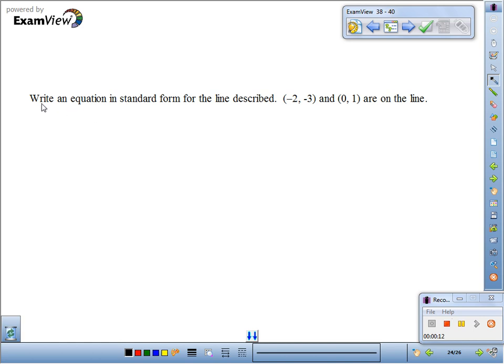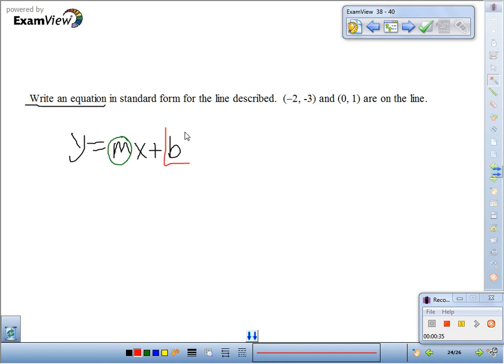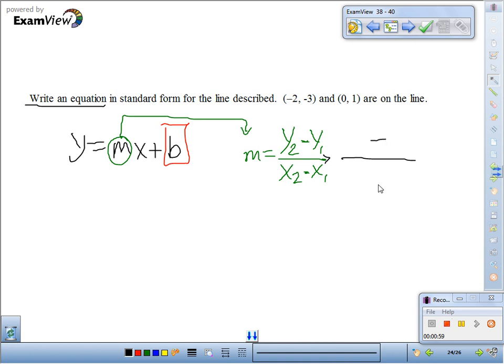However, every time they ask us to write an equation, what is the first thing we write? Everyone: y equals mx plus b. I circle my m because I need a slope, and I box my letter b because I need a y-intercept. Therefore, first thing I need is my slope. Do we know how to find a slope given 2 points? Yes, so I write m equals y sub 2 minus y sub 1 over x sub 2 minus x sub 1. The very second thing I do is rewrite this blank, minus, and minus.